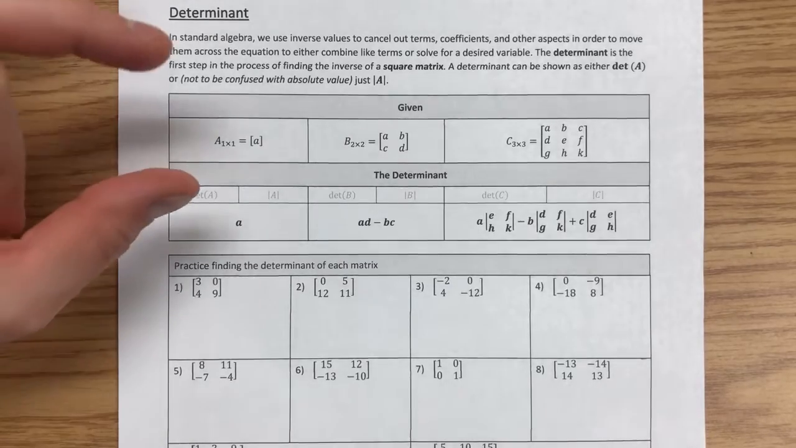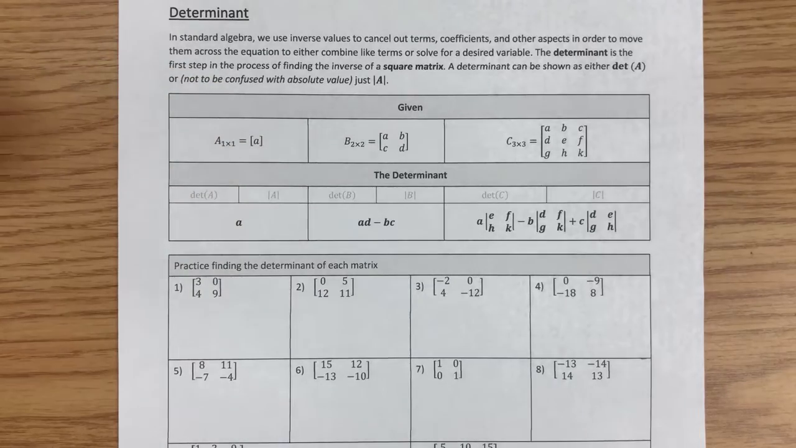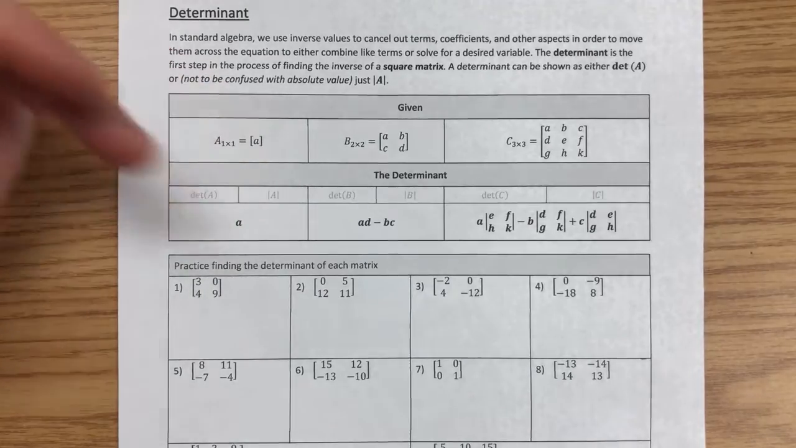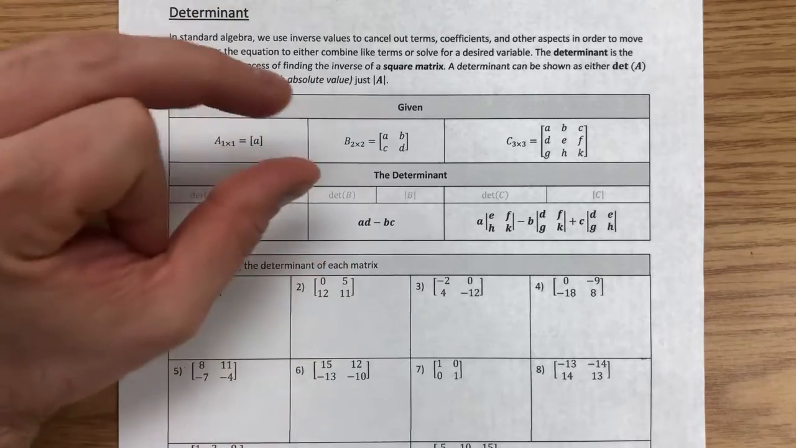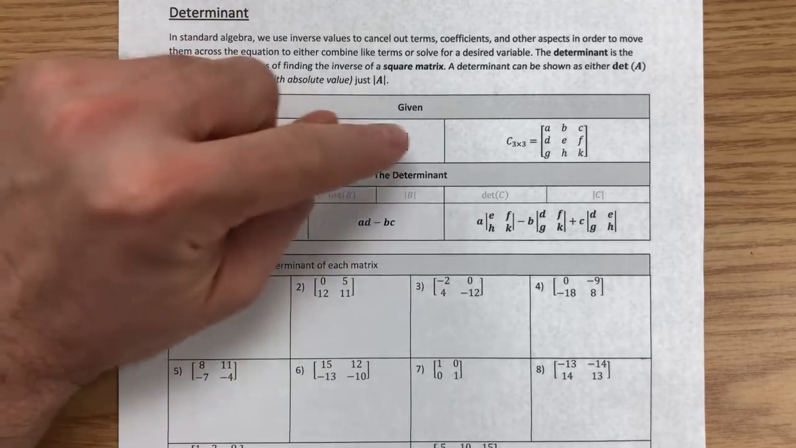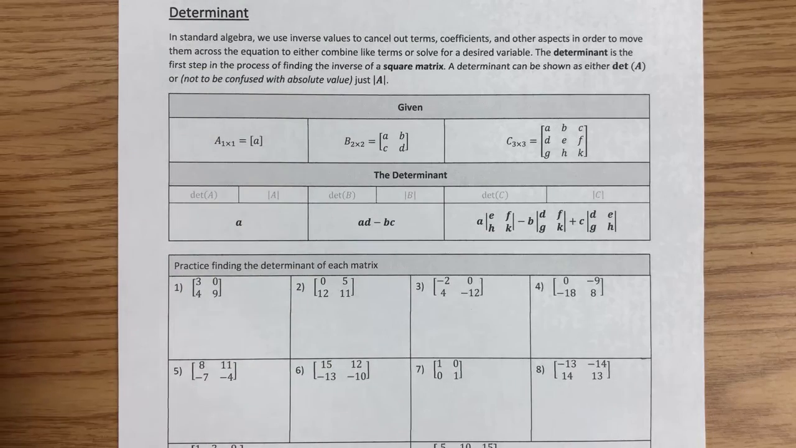So the determinant of a 1-by-1 matrix is just the value. So of a scalar value, the determinant of A is A. Enough said. The determinant of a 2-by-2 matrix given A, B, C, D is going to be AD minus BC. And we're going to see how that's created later on.